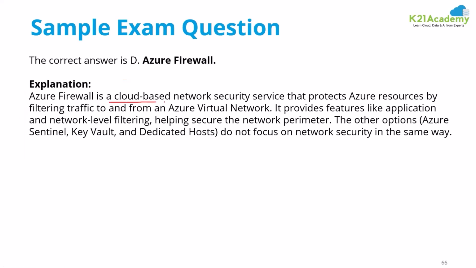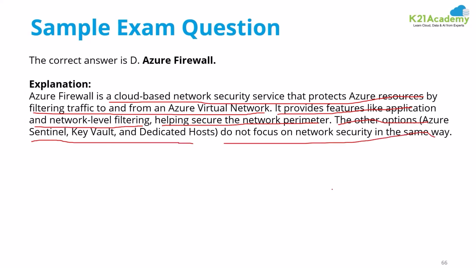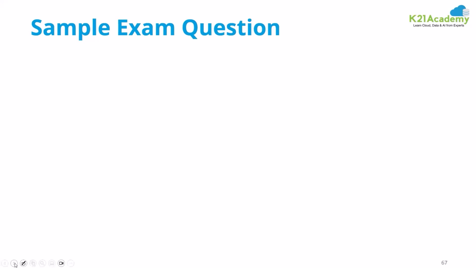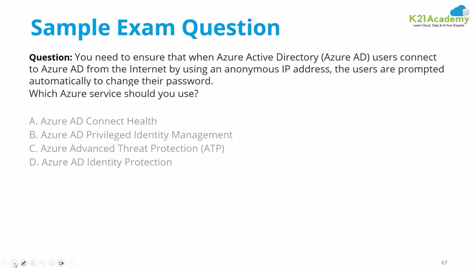Because Azure Firewall is a cloud-based network security service that protects Azure resources by filtering traffic to and from Azure Virtual Network. It provides features like application and network level filtering, helping secure the network perimeter. The other options, Azure Sentinel, Key Vault, and Dedicated Host, do not focus on network security in a similar way, right? That's the reason why. Now let's look at the other question.